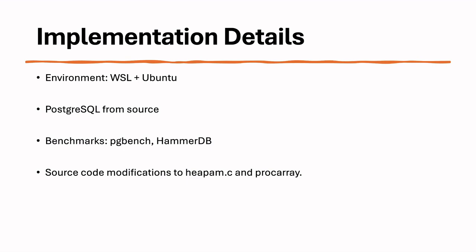To implement this, we use the Windows Subsystem for Linux with Ubuntu. We compiled PostgreSQL from source, then modified files like heapam.c and procarray. We benchmarked our changes using two tools: pgbench for light workloads and HammerDB for OLTP-style TPC workloads that really stress the concurrency.